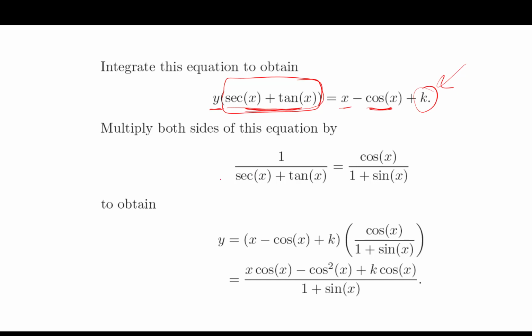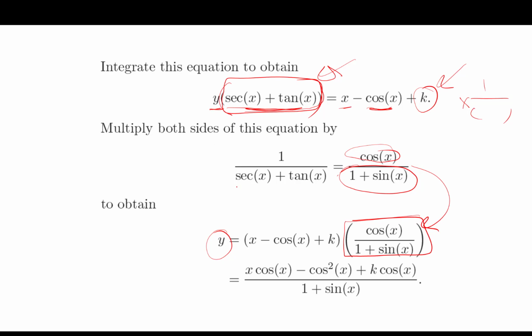We're going to obtain 1 over sec plus tan equals cosine x over 1 plus sine x. Then on the left hand side, after getting rid of this term by multiplying by 1 over this term, we're going to end up with x minus cosine x plus k times this term, which is the reciprocal of sec plus tan. Then y is going to be this nice fraction: x cosine x minus cosine squared x plus k cosine x over 1 plus sine x. This is the general solution of our equation.